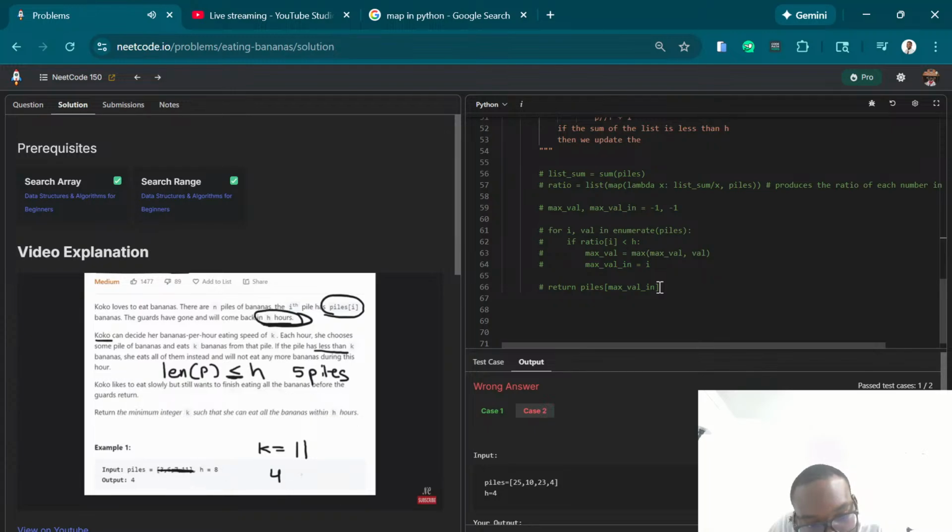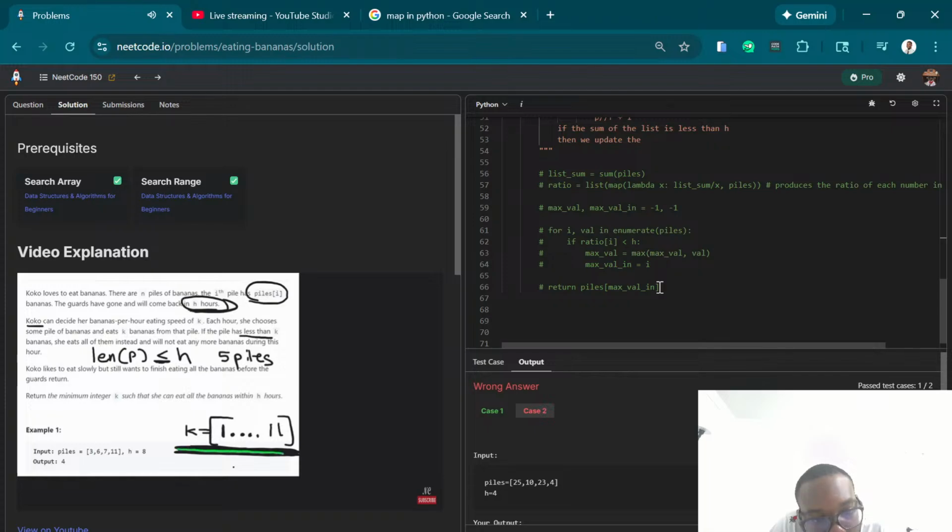So really what we're doing here is we're going to try every single value from 1 all the way up to 11, which happens to be the max value of our piles. And the first value that allows us to eat every single pile in less than or equal to 8 hours is going to be our output. So we're going to end up trying 1, 2, 3, and we're going to find that 4 allows us to eat all the piles in less than or equal to 8 hours. So this is not a terrible solution, right?